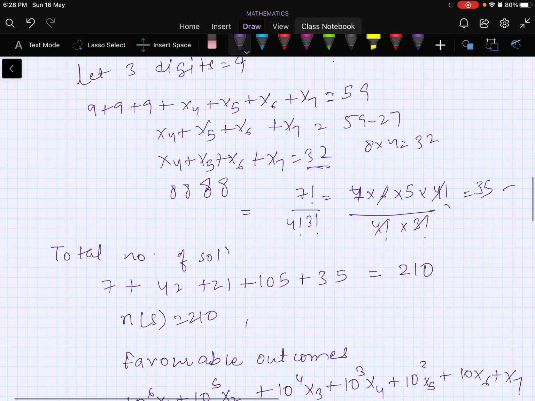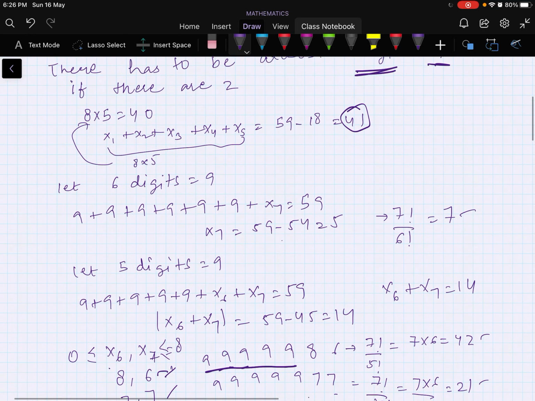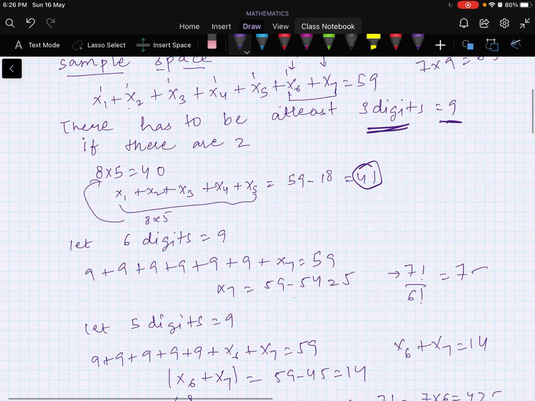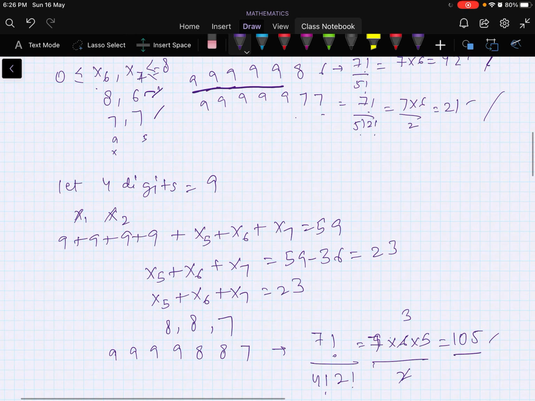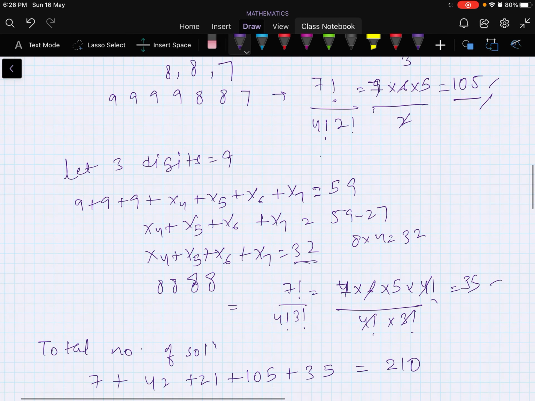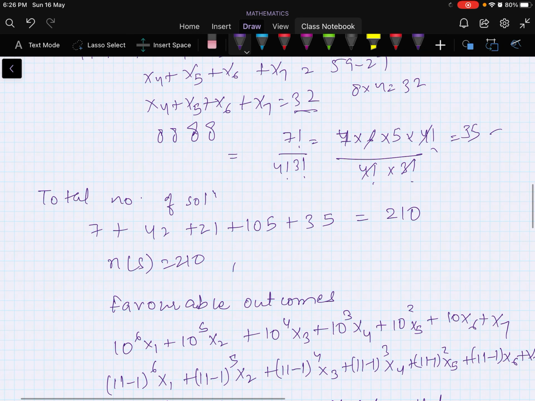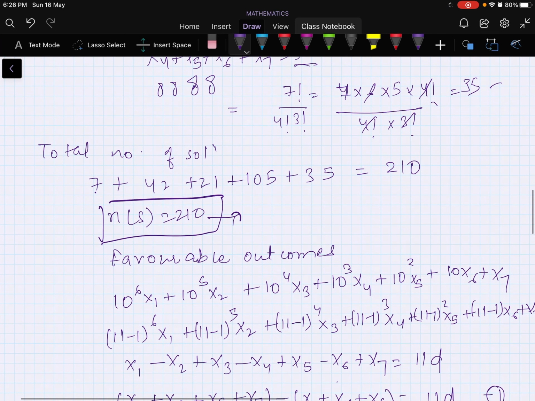So the total number of solutions will be for 6 digits, 5 digits, 4 digits and 3 digits. How many solutions are there? Sorry, not this. I'm sorry: 7, 42, 21, 105, and 35. So the total number of solutions is 7 plus 42 plus 21 plus 105 plus 35, which equals 210. So the sample space comes to 210.